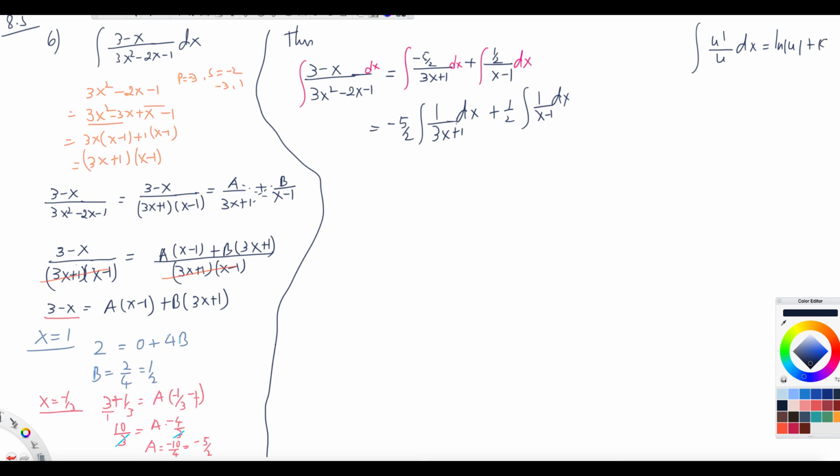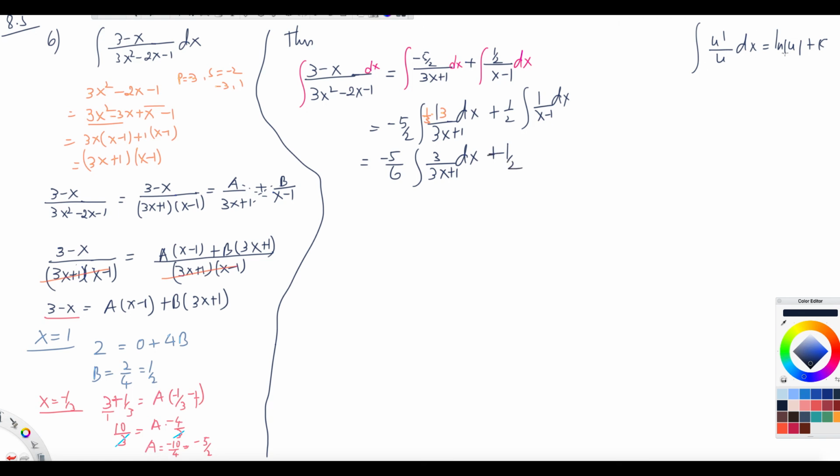Now there is a function in the denominator, but what is the derivative of 3x plus 1? It is 3, right? So I need 3 there. So what I'm going to do is 1/3 times 3 so that I can pull that 1/3 out. Similarly here the derivative of x minus 1 is 1, so we are good on the first one. So what can we write there? It will be negative 5 over 6, because 5 half times 1/3 is 5 over 6, and then you can write 3 over (3x plus 1) dx plus 1 half.